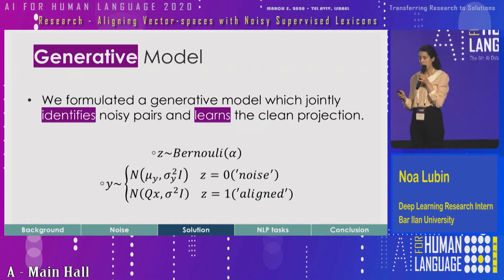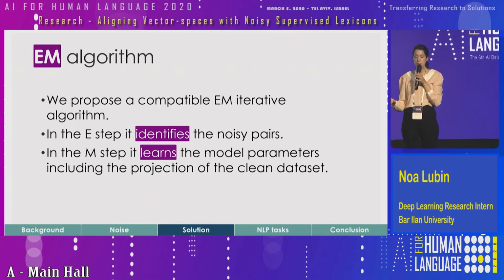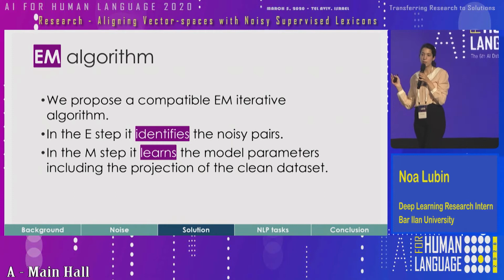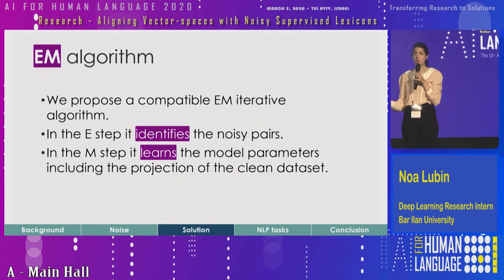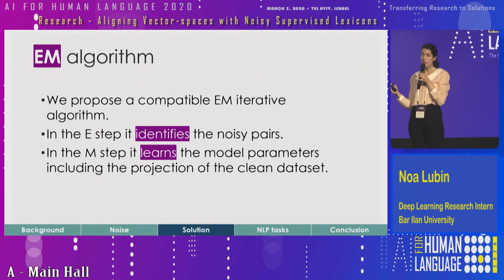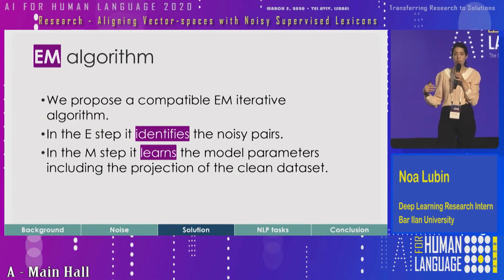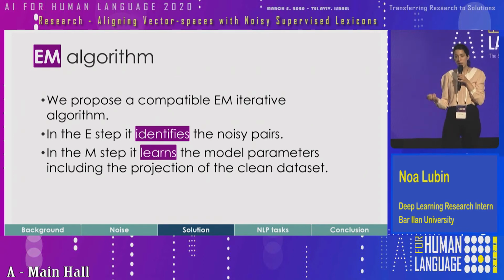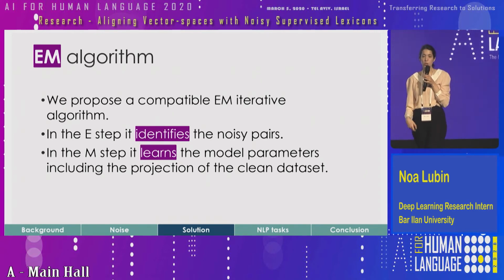So all these parameters are learned together in a form of an EM algorithm. In the EM algorithm, I'm not going to show you the algorithm itself, but I'm going to explain the general idea. The general idea is that in the E step, we identify the noisy pairs, we calculate our latent variable, and in the M step, we learn the projection based on the clean data set and the other parameters. So once I had this solution in my hand, I wanted to see how it improves current NLP tasks.